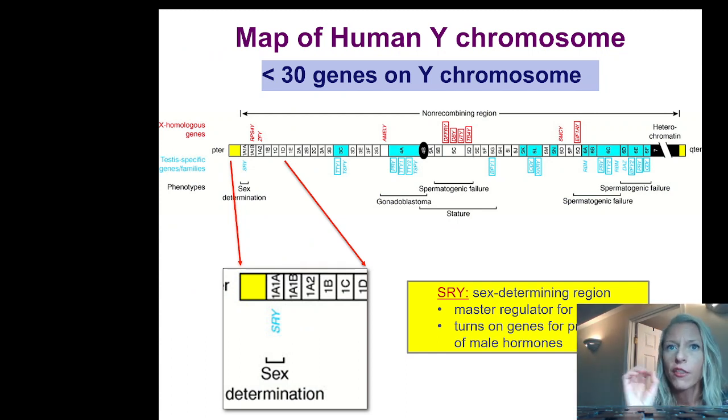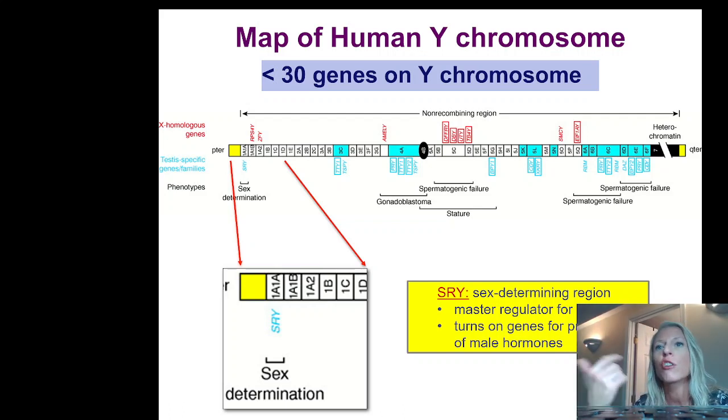One of the biggest deals on the Y chromosome is the sex determination region, or the SRY gene, and that's the gene that turns on other genes that eventually turn on testosterone production, which then, as we talked about, you now know how and why testosterone masculinizes the brain and body.